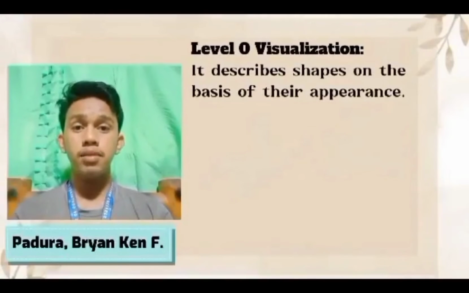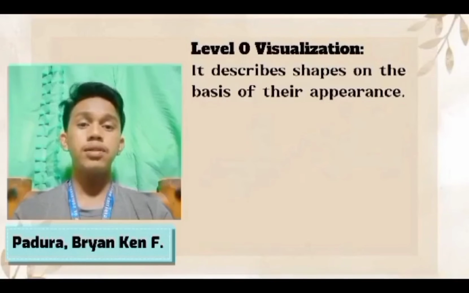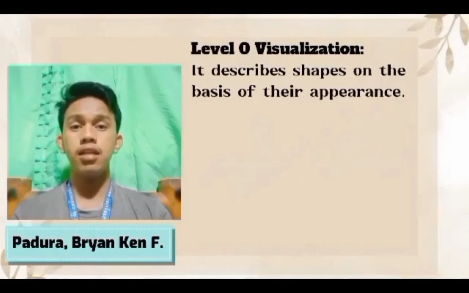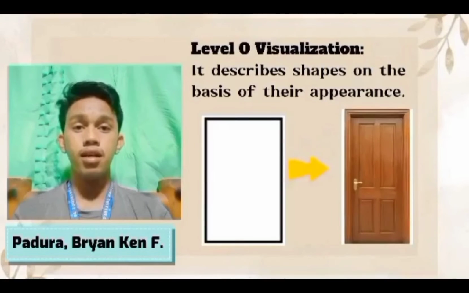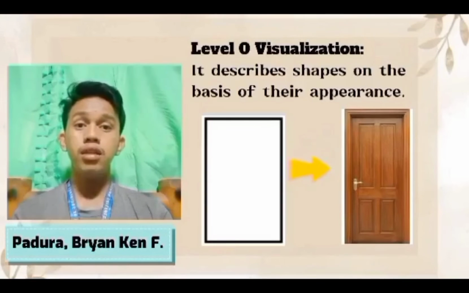Level 0, Visualization. It describes shapes on the basis of their appearance. So this level begins with nonverbal thinking. Shapes are judged by their appearance and generally viewed as a whole, rather than by distinguishing parts. For example, a student may just look at a rectangle and identify it as a door shape. They would identify two shapes as the same because they look the same, not because they share the same properties.